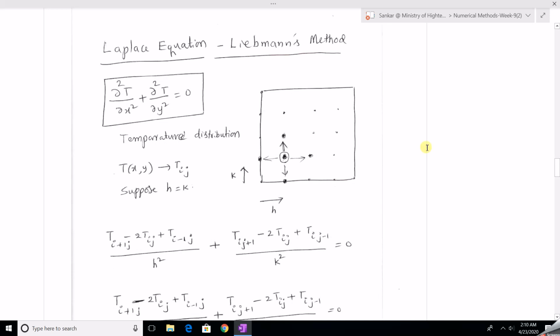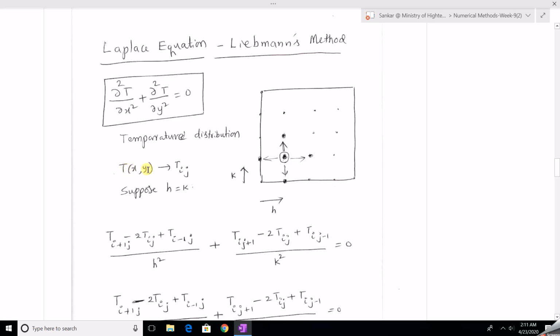Now we try to solve one equation that we call the Laplace equation, and the method we call Liebmann's method. So we try to solve the Laplace equation by Liebmann's method. What is the Laplace equation? It is dou square t over dou x square plus dou square t by dou y square equal to 0. This equation gives the temperature distribution in a rectangular plate or a square plate.